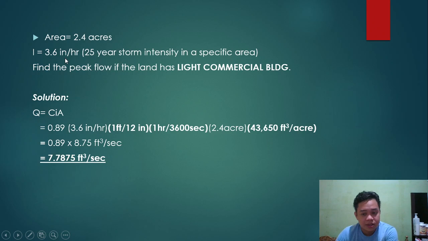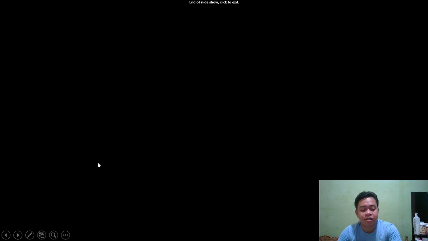Next is 3.6 inches per hour, also from the same area, in the same intensity, using a light commercial building. Substitute the value of the coefficient, which is 0.89 from the table, converting the intensity into cubic feet per second, the 2.4 acres into cubic feet. Then we get the value of 7.7875 cubic feet per second. So that's all.